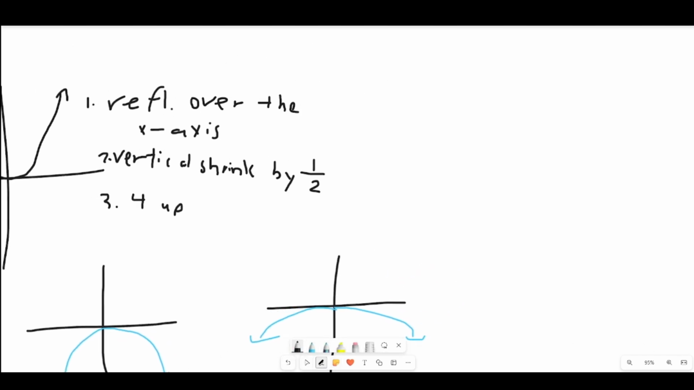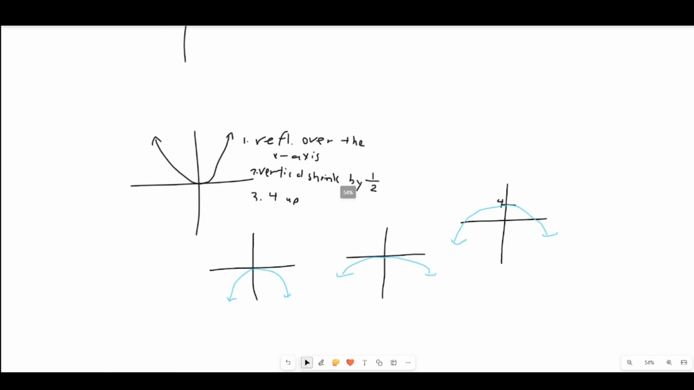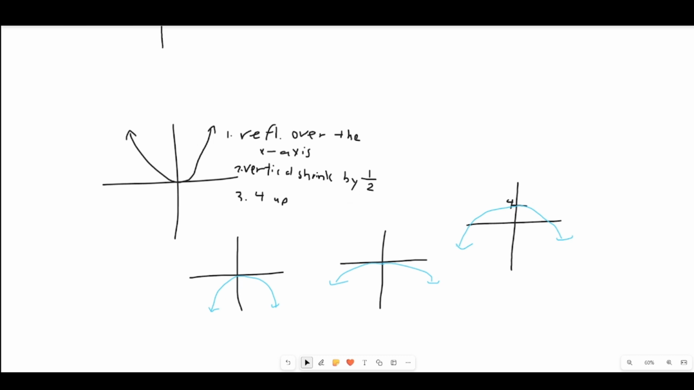And finally, it wants us to move the graph 4 units up. So we will move it about 4 units up. So this is at 4. Well, it's got to be wider, huh? So it's going to be 4 units up. So this would be what it would look like after all this.